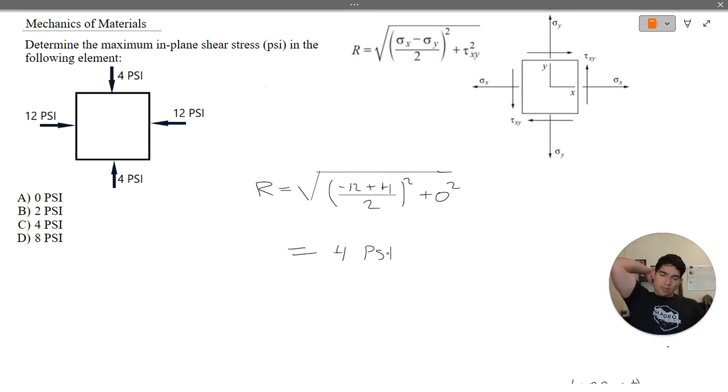So that one was a pretty straightforward problem there. That is how you solve a mechanics of materials problem where you're given an element with applied normal stresses or shear stresses. You just use this formula, and you can use this diagram here to guide you through the positive sign convention and how you're supposed to use the formula in that case.